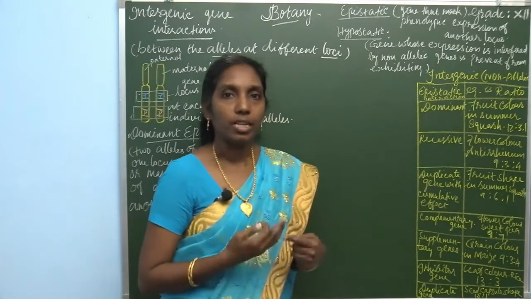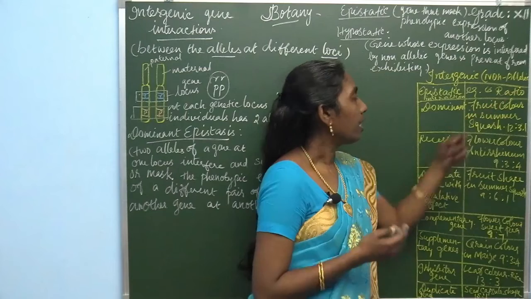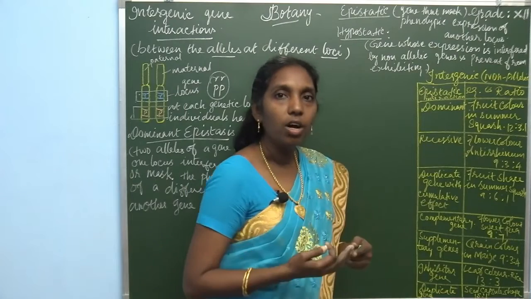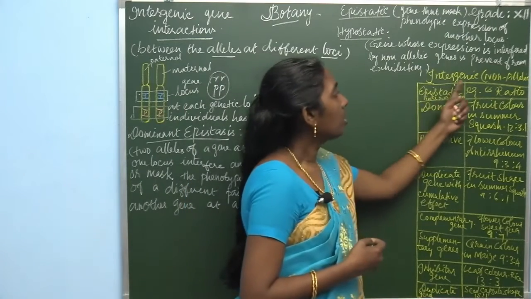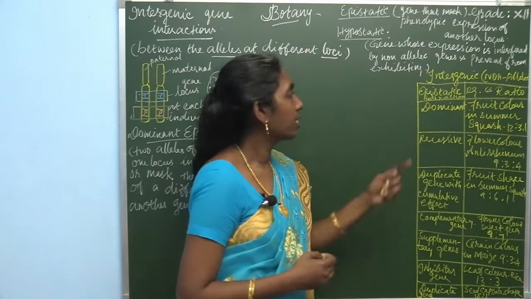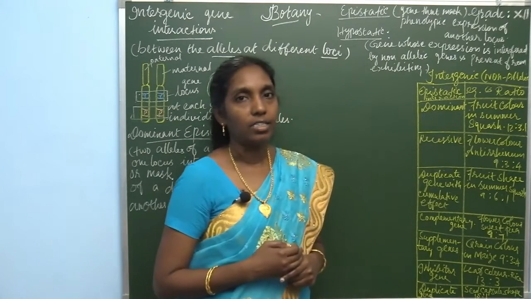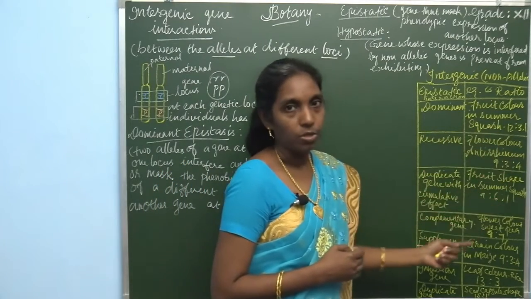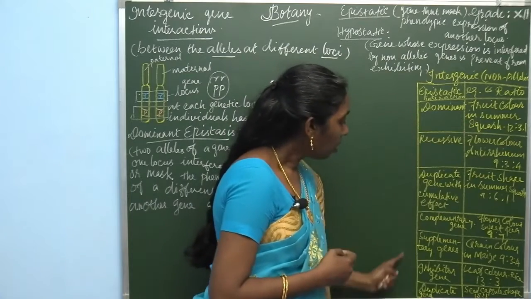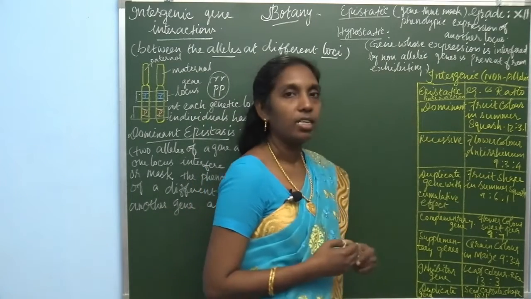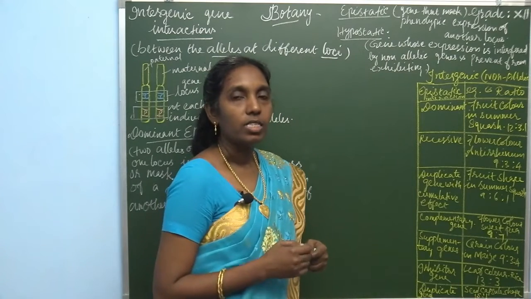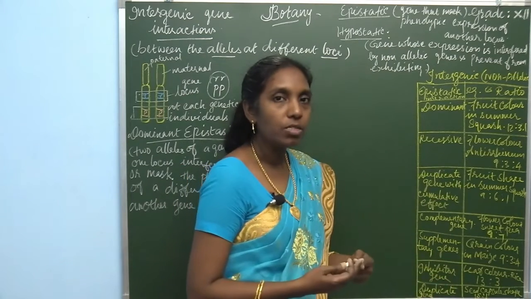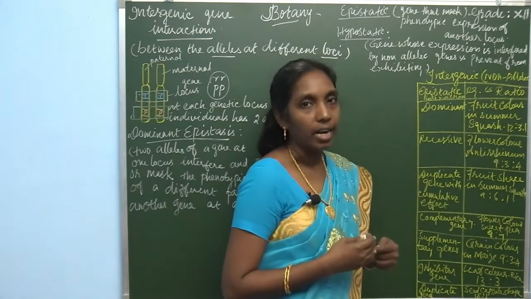Intergenic interaction is otherwise called non-allelic interaction. What's the other name of intergenic interaction? Non-allelic interaction. So in this interaction, there is an example, epistatic interaction. There are a number of epistatic interactions which give different ratios. These are the different types of epistatic interaction. So today you are going to concentrate on only one type. Before that, just learn what the different types of epistatic interactions are.